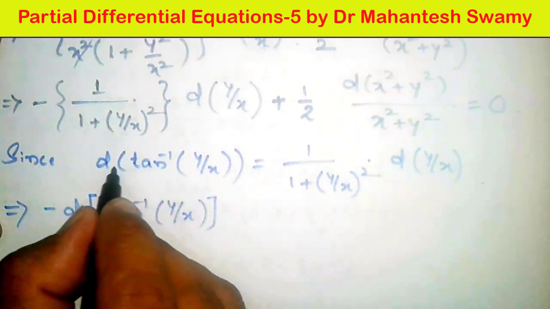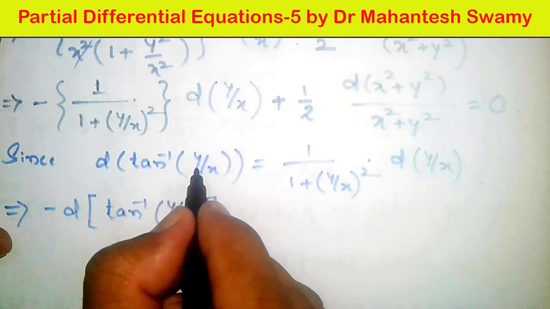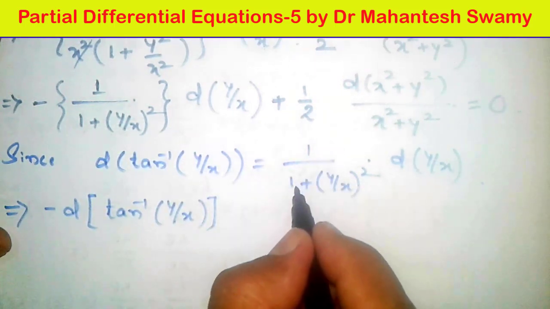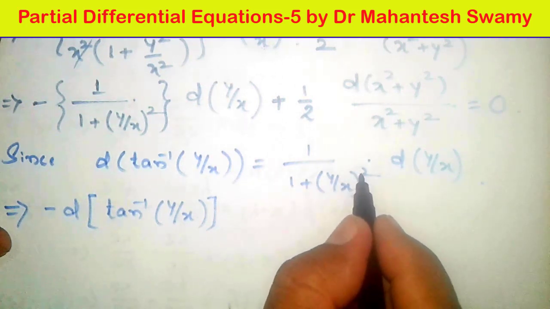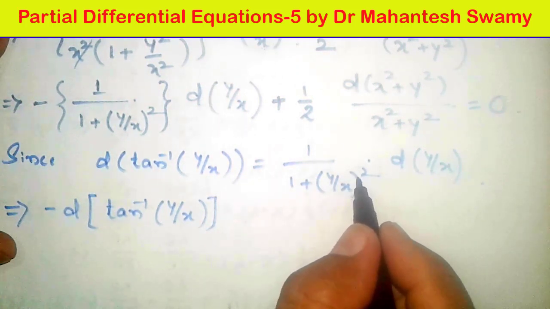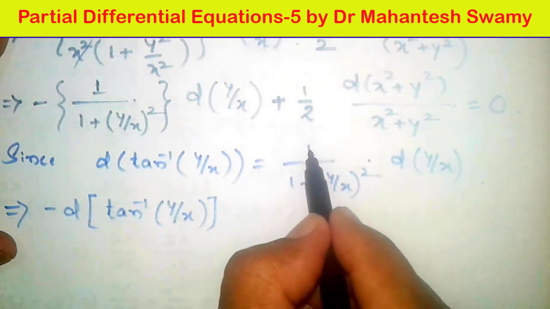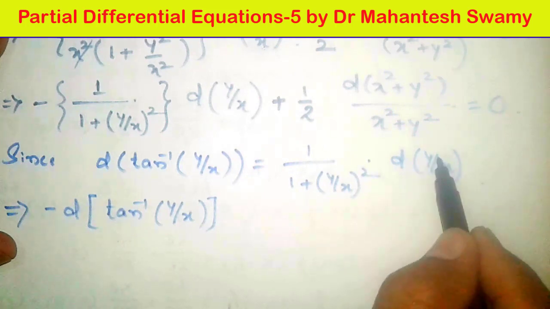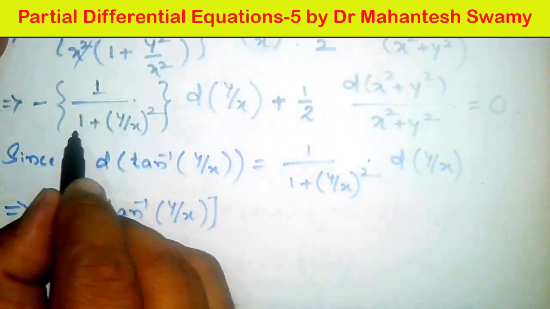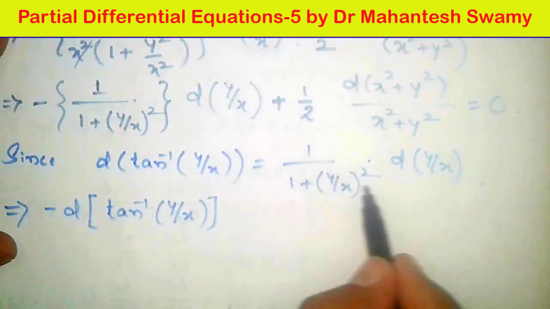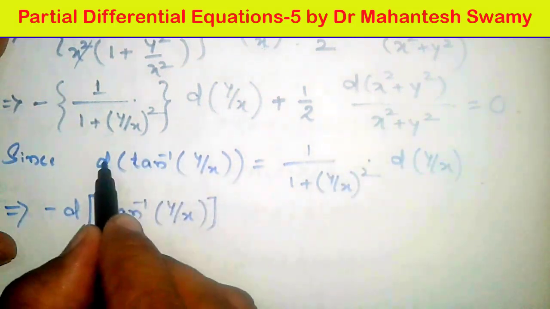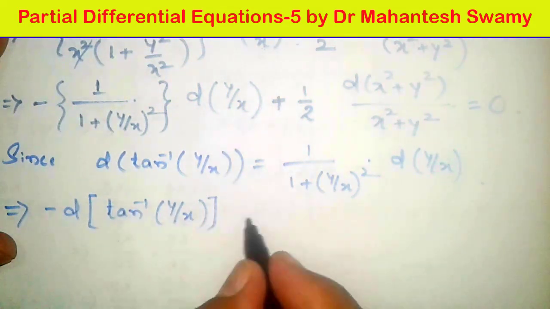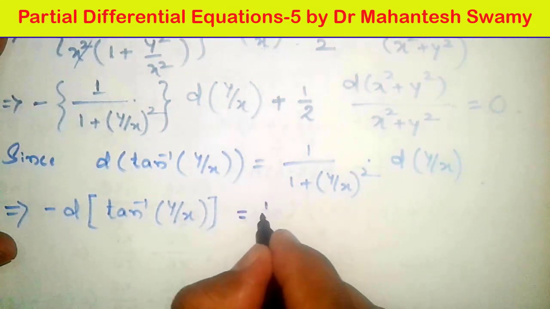Try to understand, the differentiation of tan inverse of y by x is 1 divided by 1 plus y by x whole square, because the differentiation of tan inverse x is 1 divided by 1 plus x square, and the differentiation of the bracket should be taken into account. That is visible over here. Therefore its value, d of tan inverse of y by x, can be written in place of this. And on RHS it is 1 by 2 as it is.